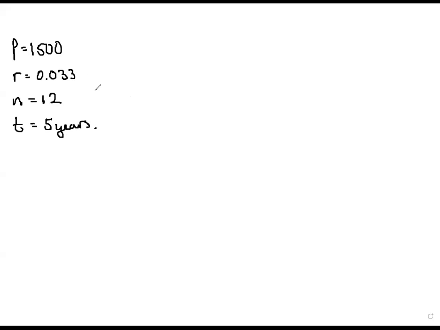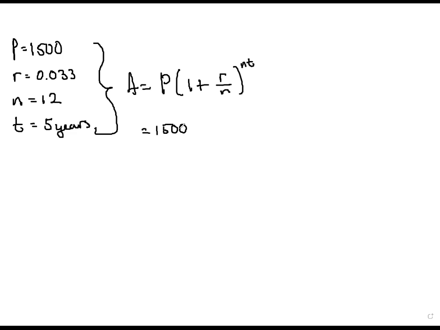Let's do it. What is the final amount after 5 years? It is P times 1 plus r divided by n, to the power of n times t. Principal is 1500. r is 0.033. The n value I'm dividing by is 12, and the exponent is 12 times 5 because of 5 years.